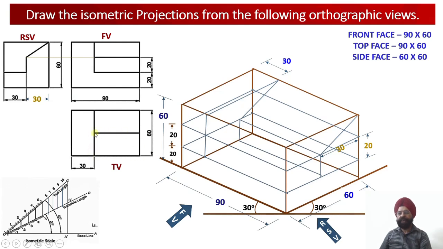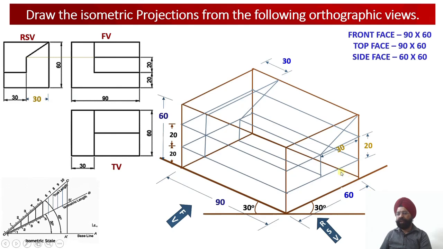So this surface corresponding to element number 1 is a true shape. This surface, once again corresponding to element number 1, is also appearing as a true shape. So these two surfaces are true shapes. This one is the apparent shape.